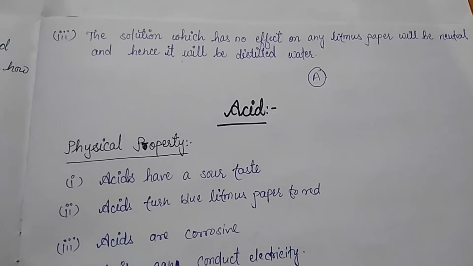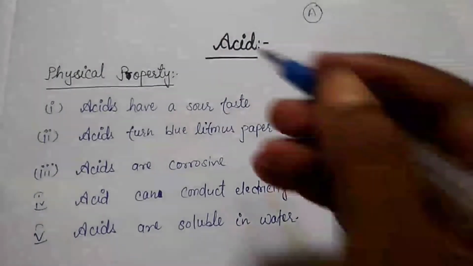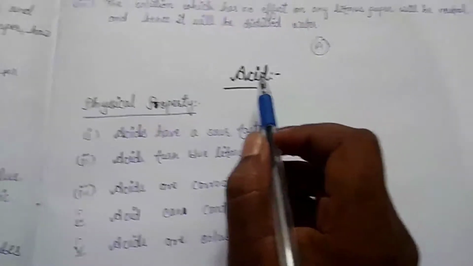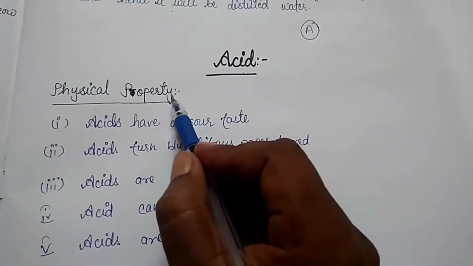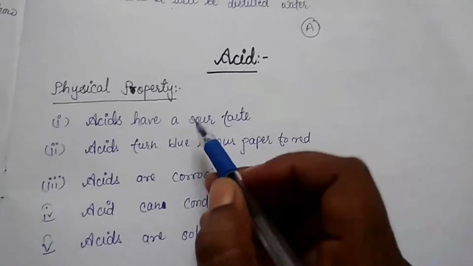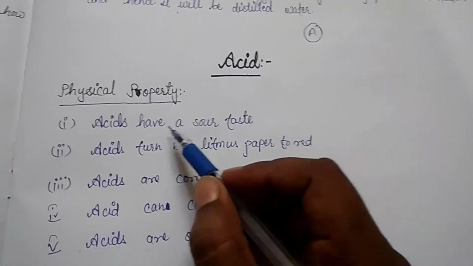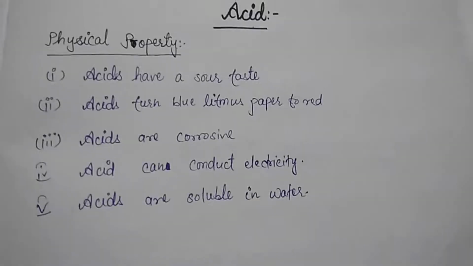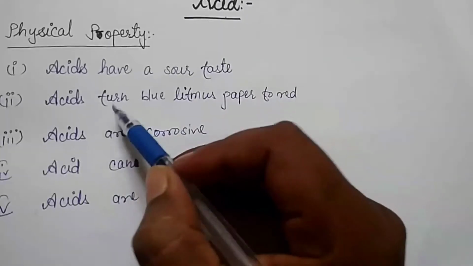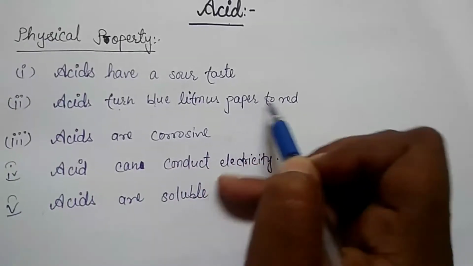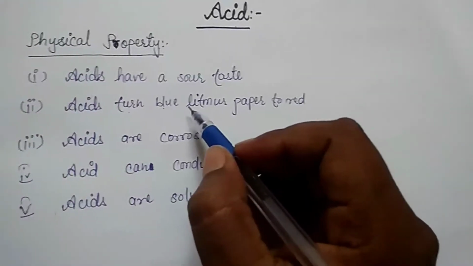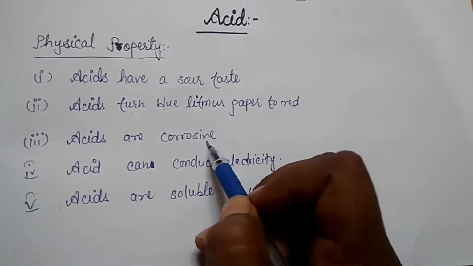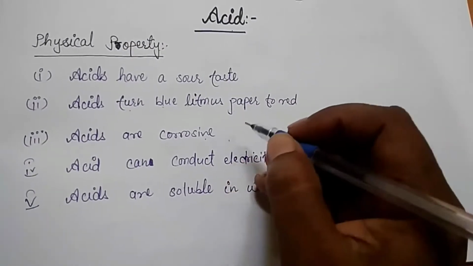Okay, children. Now, we are going to begin the topic acid. First, we read, children, physical properties of acid. See, children, acid has sour taste. Okay. Acid turns blue litmus paper to red. I have already explained that earlier, children. Acids are corrosive in nature.